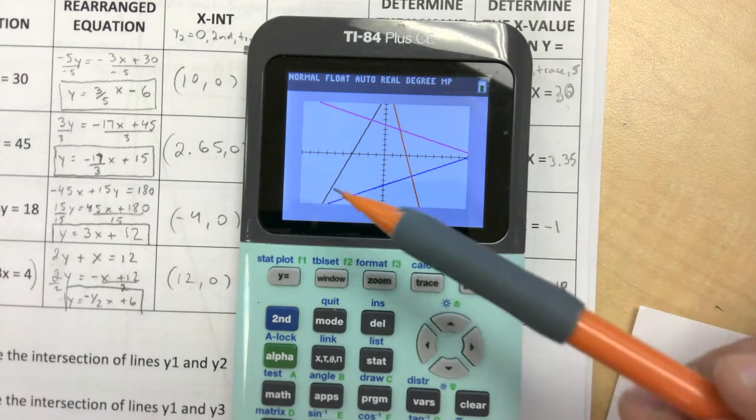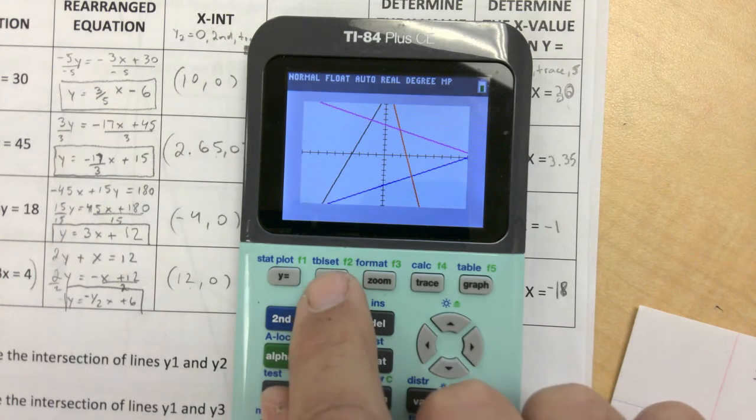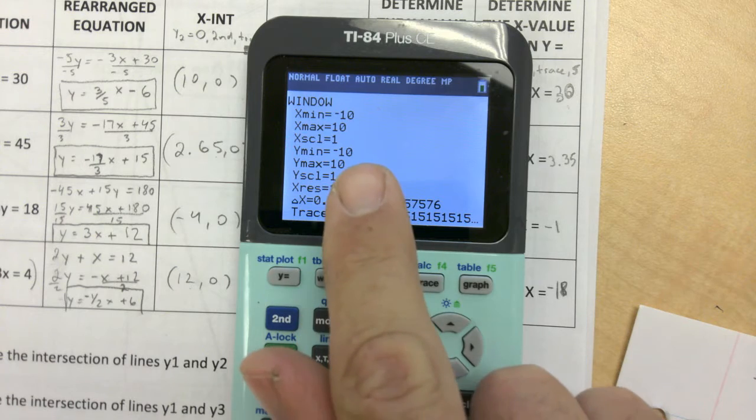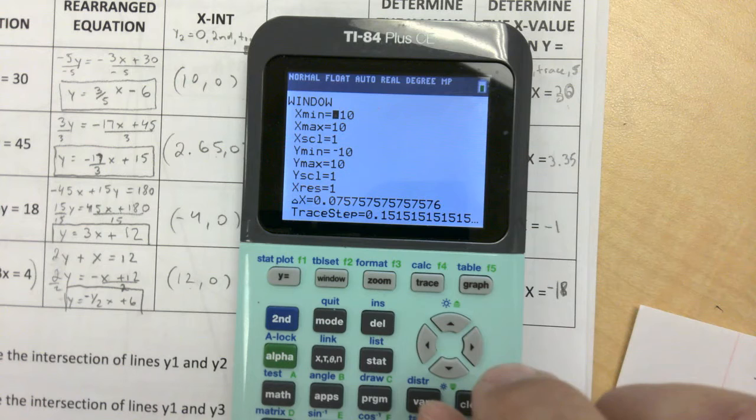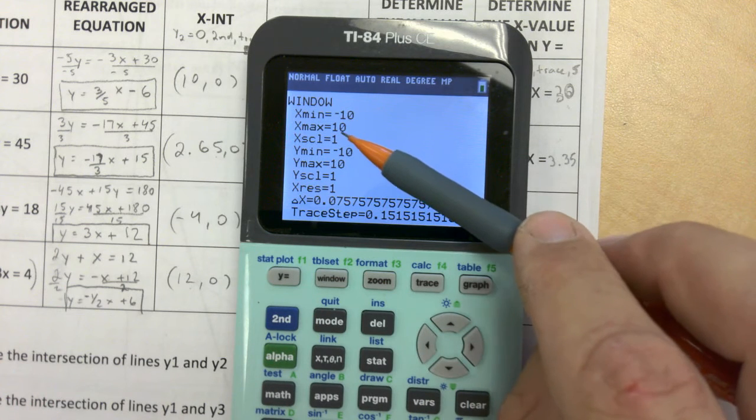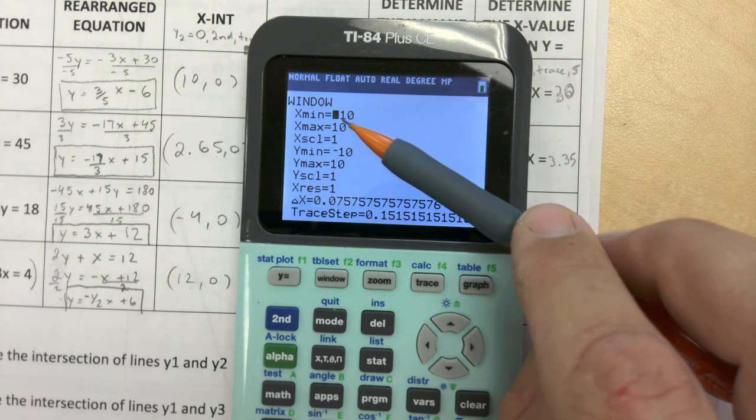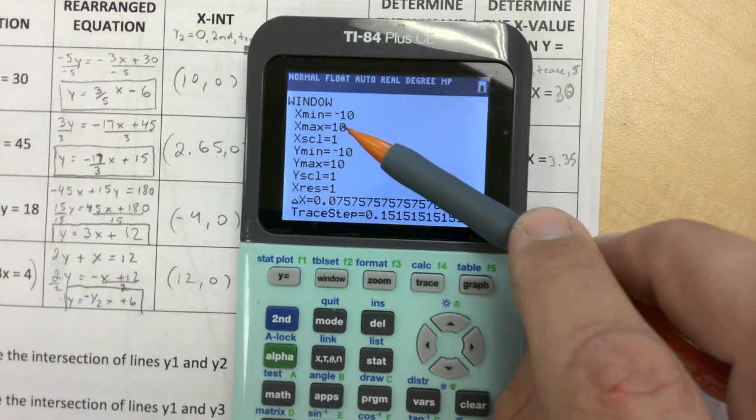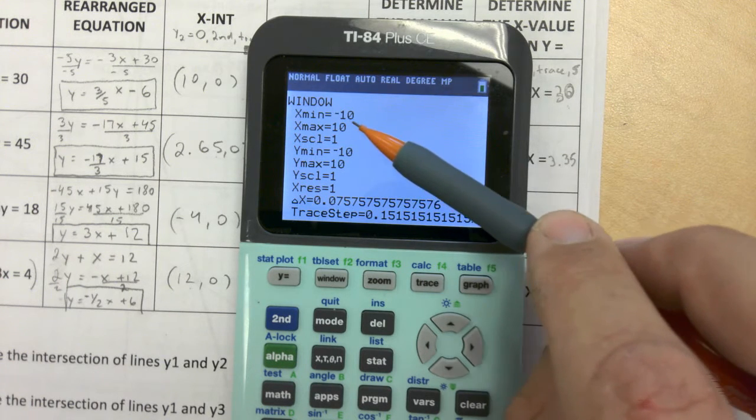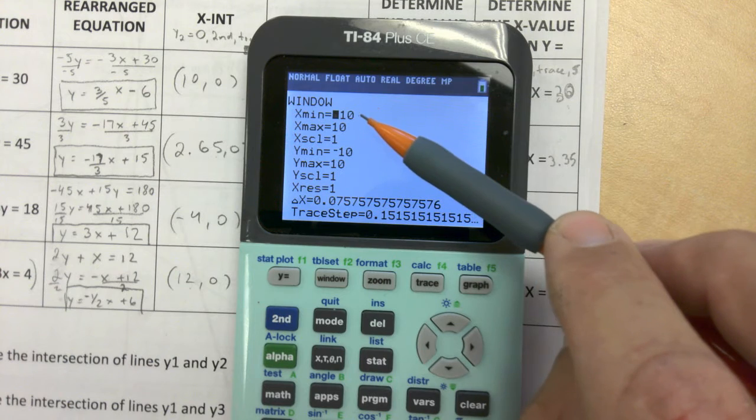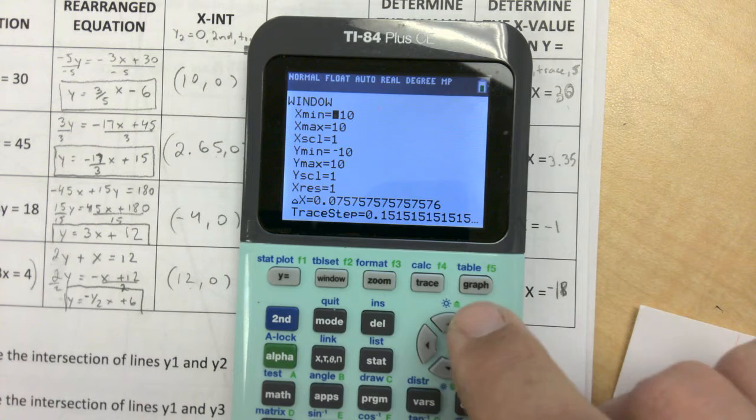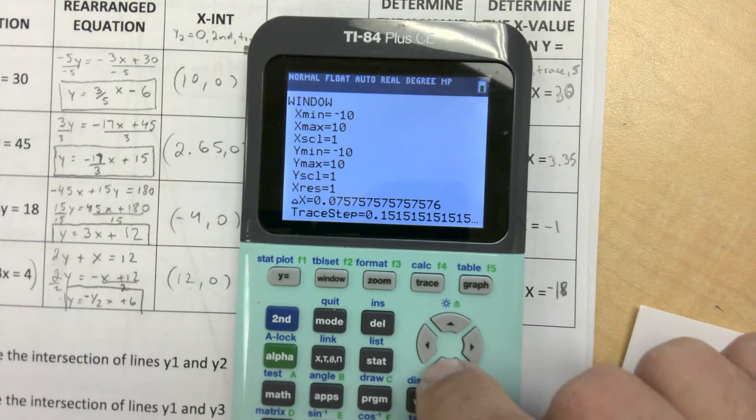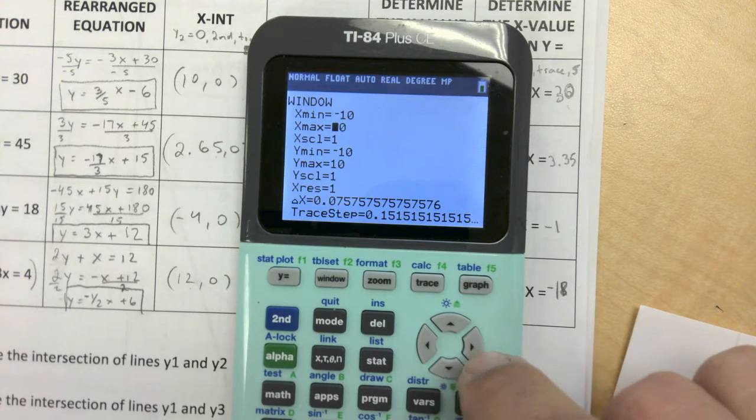Okay, and watch when you press window again, you're back to the standard values, right? 10, 10, 10, 10, -10, 10. By the way, if you mix these up, I've had students try to type in -10 into x max and +10 here. It's going to give you an error. It's going to say that you mixed them up. I forget what the error name is, but it's not going to like it. So make sure you have the lowest value in the min and the highest value in the max.